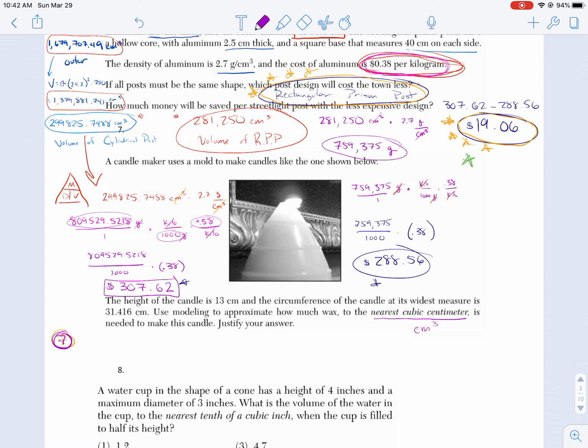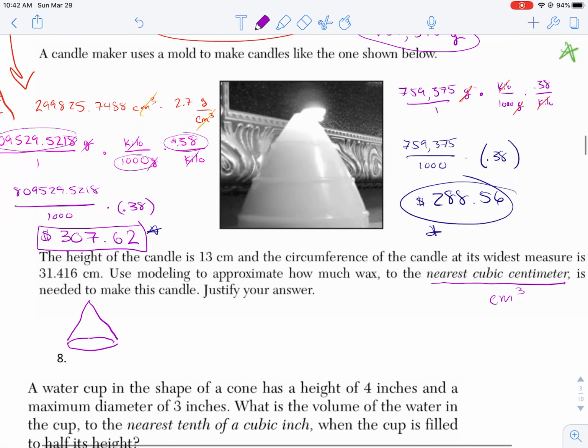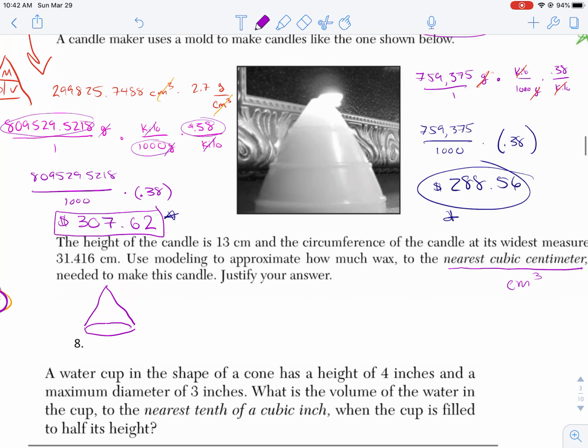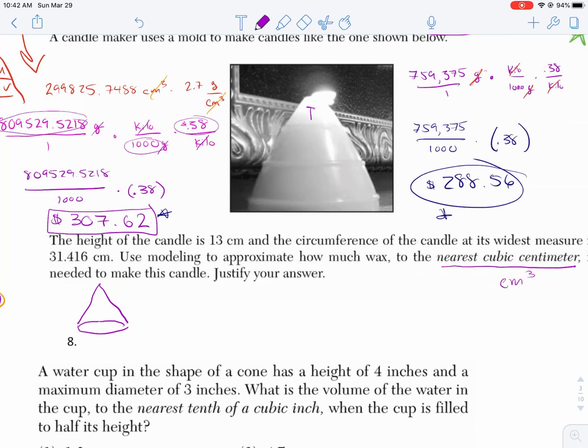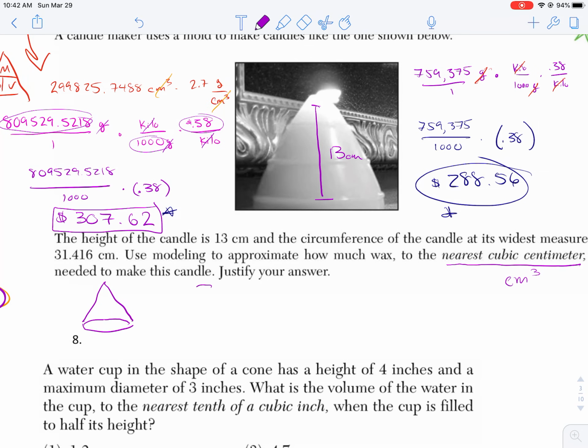All right, so let's talk about this. They've got a candle here, and if you notice, it looks like it's in the shape of a cone. That's a crappy looking cone. A little better. All right, so let me zoom in here. So here's our cone. It has a height of 13 centimeters, and it has a circumference at its widest measure of 31.416.